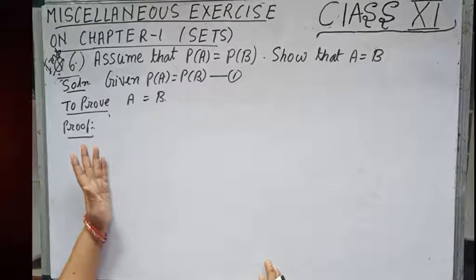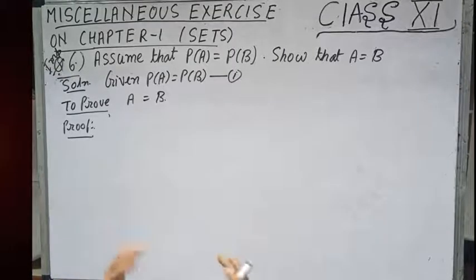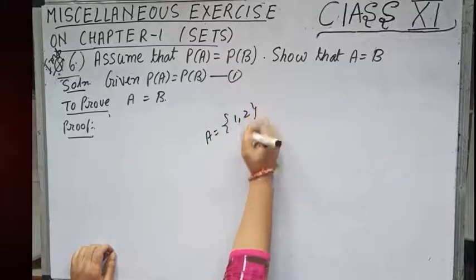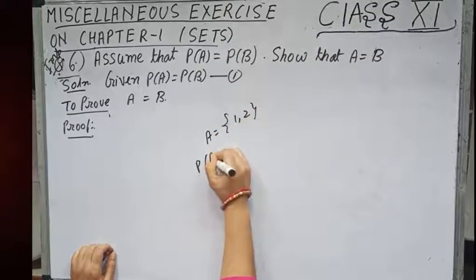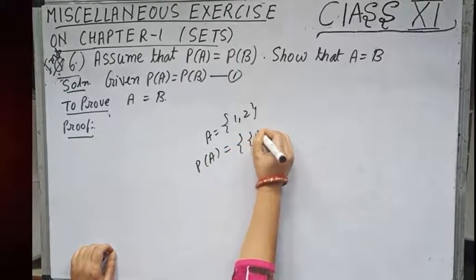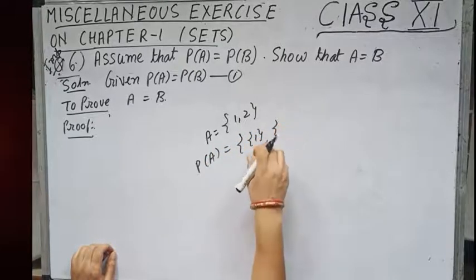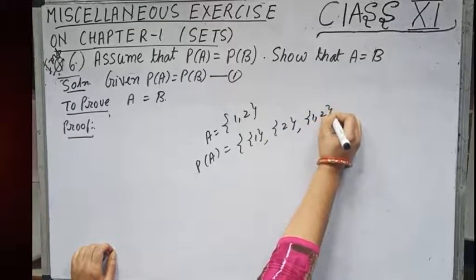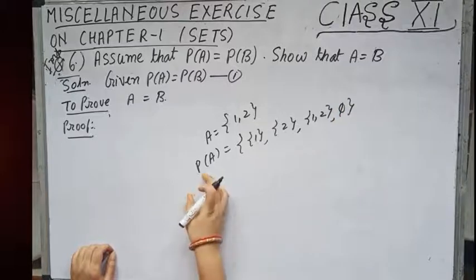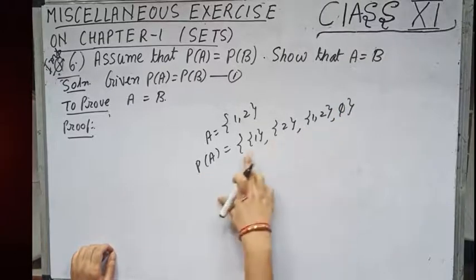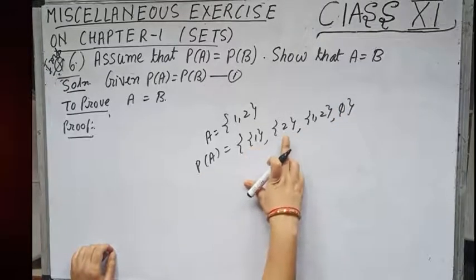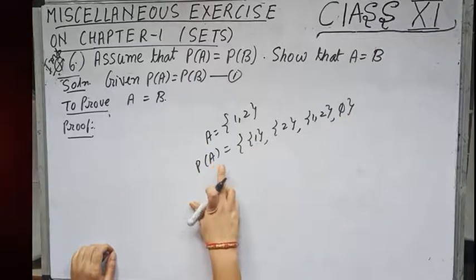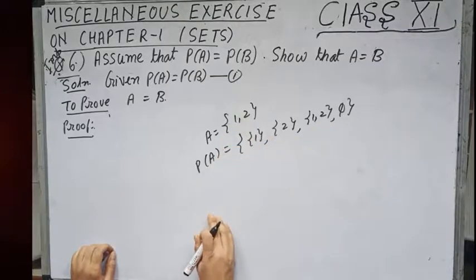Children, you are knowing the concept of the sets and the power set. If set A equals the set containing, suppose, the elements 1, 2, then power set of A equals the set containing {1}, {2}, {1, 2} and the empty set. That is, power set of A is the set whose elements are the set containing 1, the set containing 2, the set containing 1, 2 and the empty set. That is, power set of a set is the collection of all the subsets of the given set.